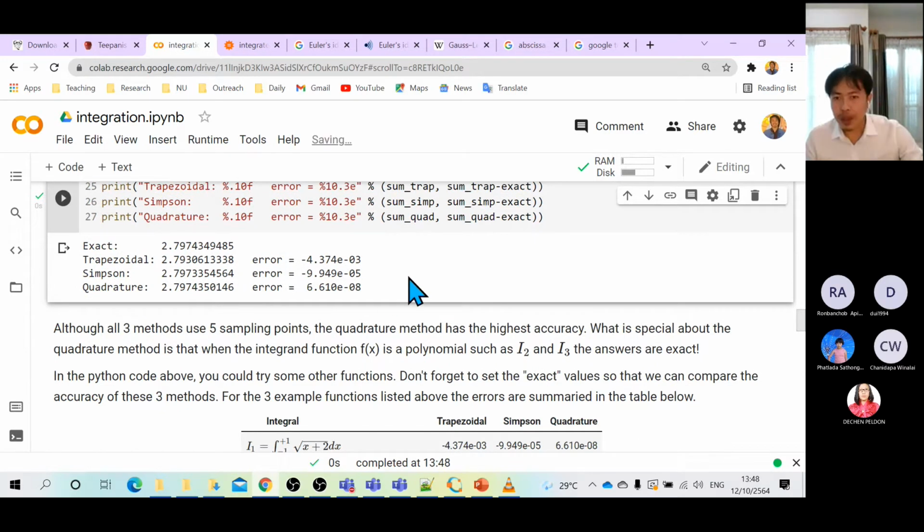Now you see this here. If you look at this pattern, you see that trapezoidal is not so good. It's good, but not that good compared to the other methods. The error is huge compared to Simpson's. What about quadrature? Wow, very small. How's that? 8 zeros, 0.00000006. That's a very small error for quadrature.